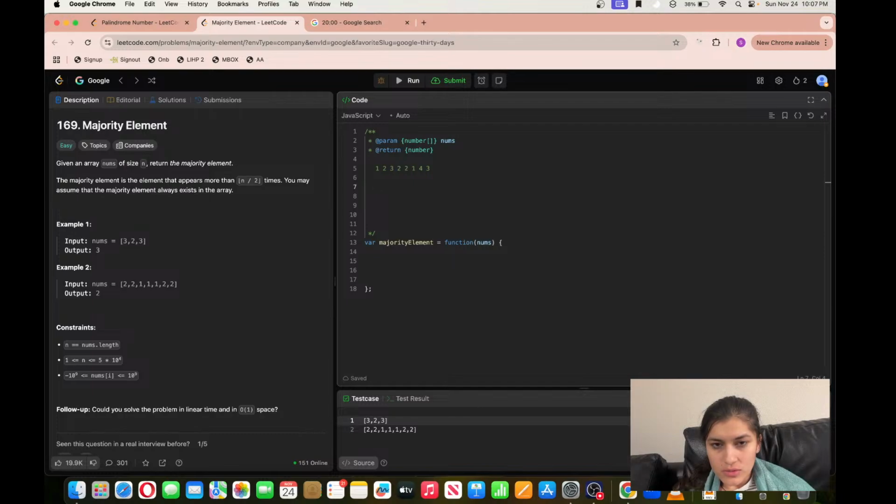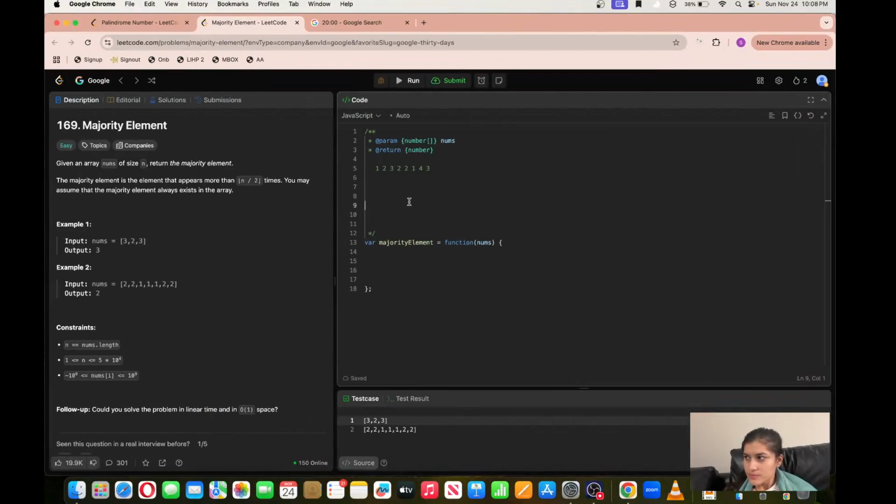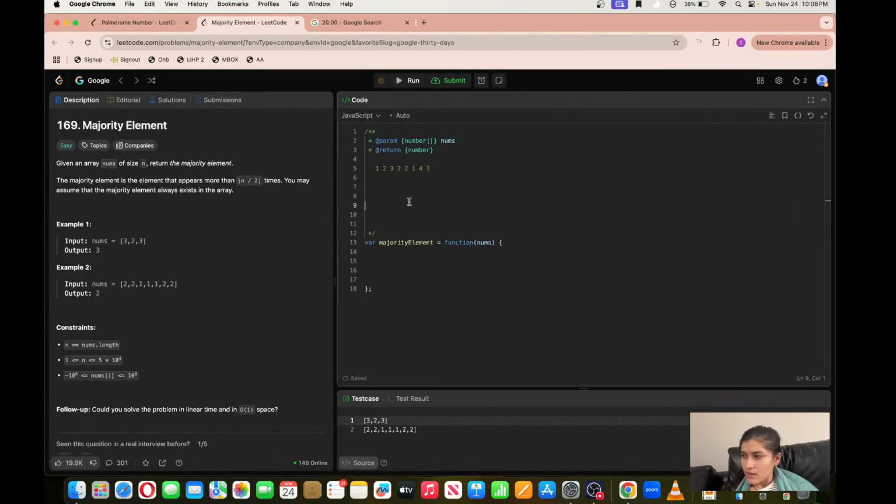Obviously the straightforward solution is to keep count of every number, right? And whichever number has occurred more than half, that is the answer. But I think that there is some trick here, because here they have said that it exists more than half, right? So I think there is a trick here, because it says more than half.